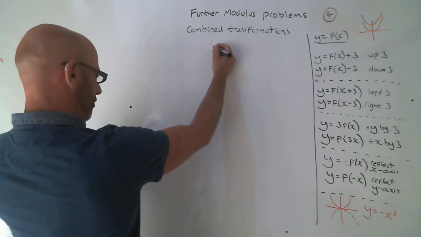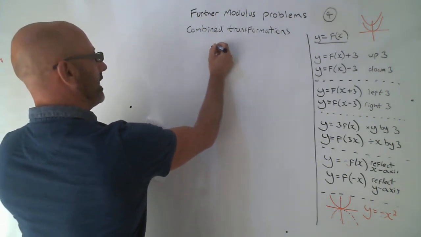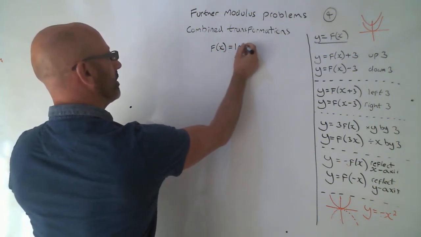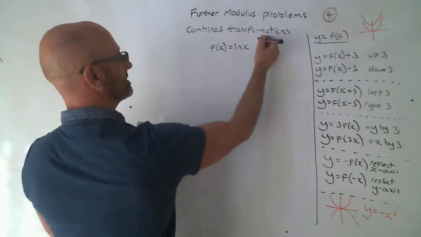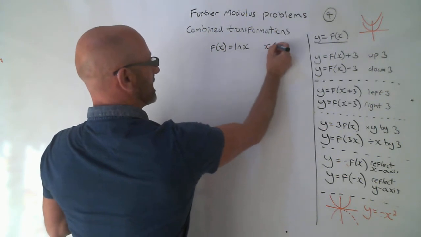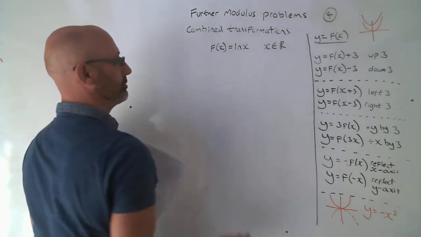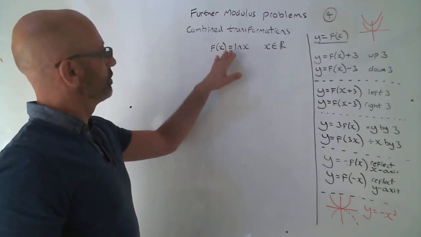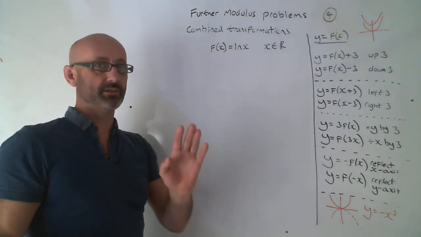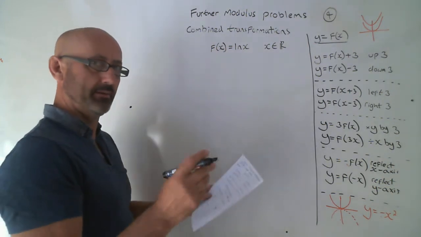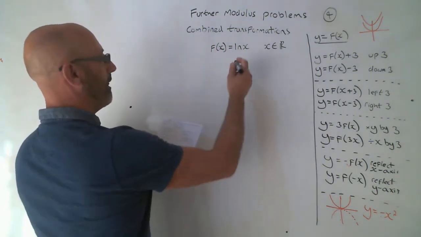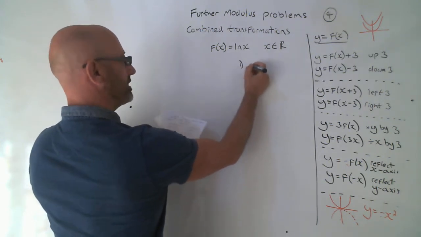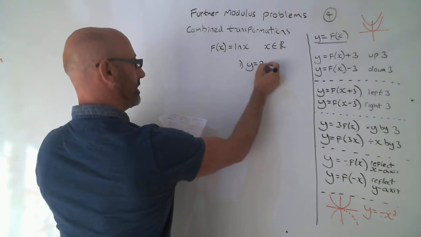I want to go through one tricky example. So f(x) equals ln x, where x is a real set of numbers. Do you know what f(x) equals ln x looks like? Do you think you can sketch that? Let's try and do this question. You'll need to know how to do it.